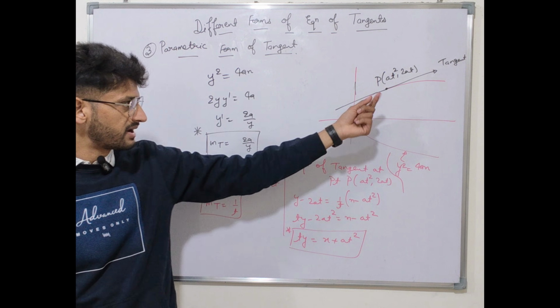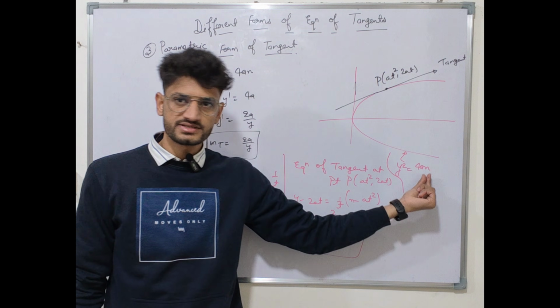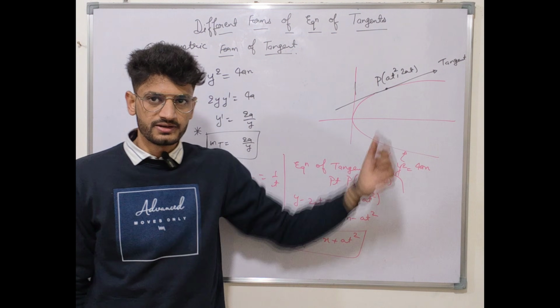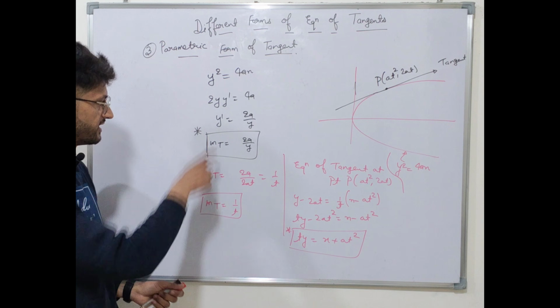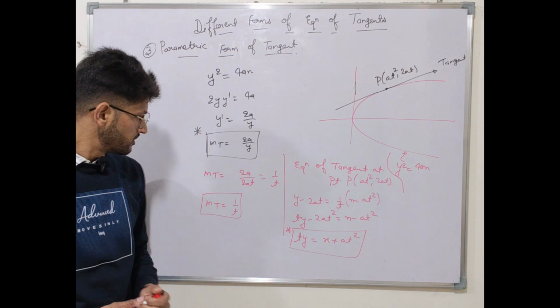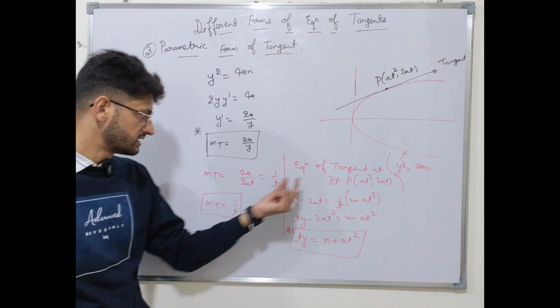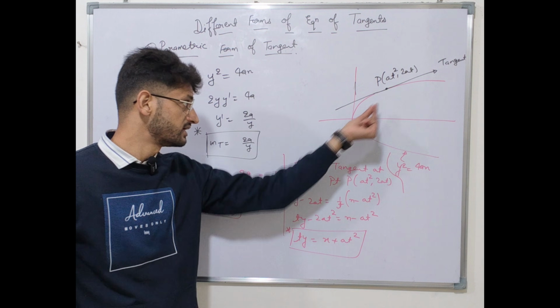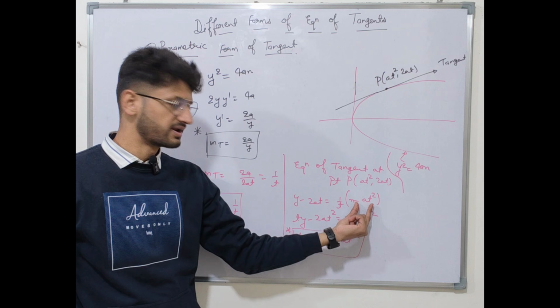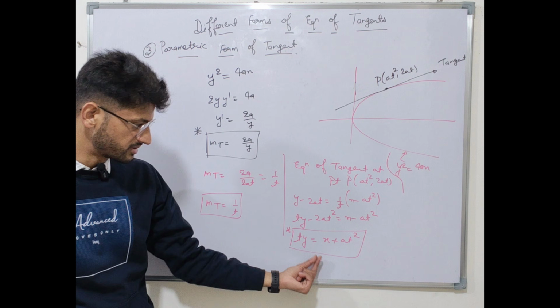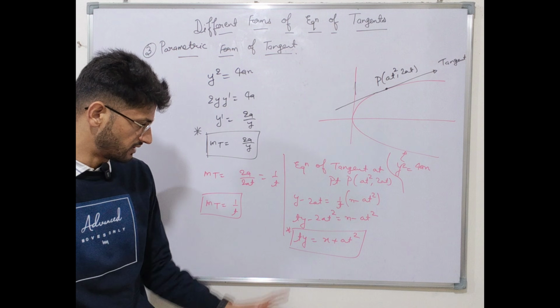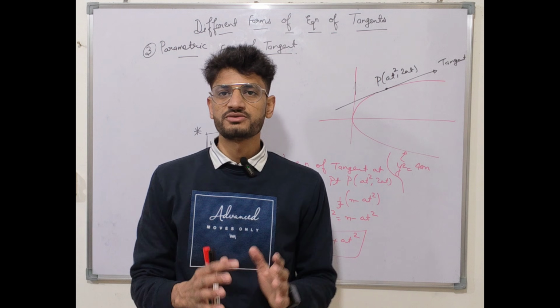If we need to assume any parametric coordinates on parabola y square equals 4ax, then it will be (at square, 2at). So simply we find the slope of tangent as 2a upon y. From here we got the slope of tangent as 1 upon t, and we can write the equation of tangent y minus 2at equals slope times x minus at square, and from there we have obtained the result ty equals x plus at square. So these are the three forms of tangents.